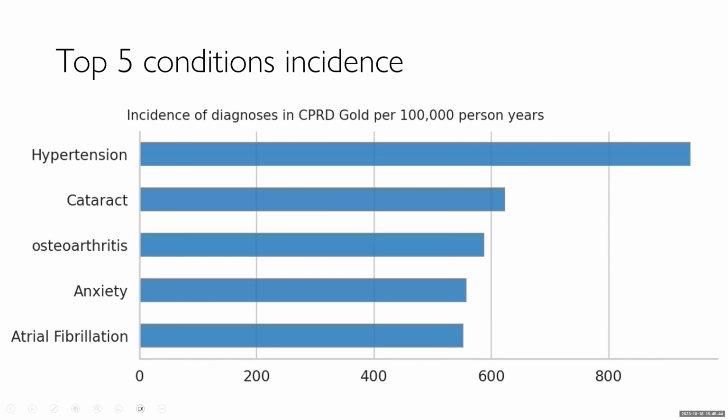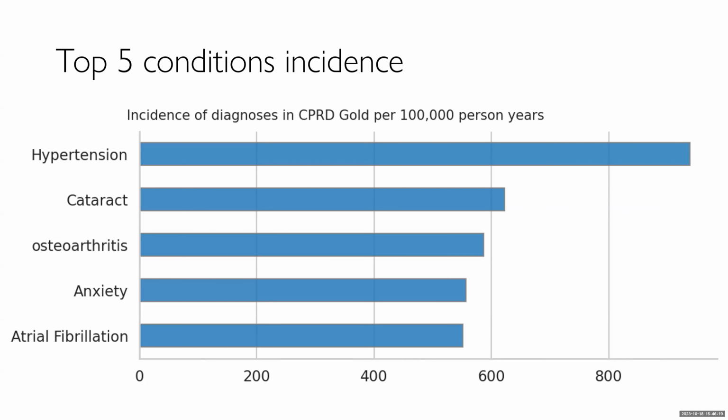So in these results, in the incidence, we've got what might be expected as the most common conditions, the highest incidence being hypertension, cataracts, osteoarthritis, anxiety, atrial fibrillation, and up to 0.8% of the population being diagnosed each year with hypertension, which is unsurprising because there's so much case finding effort that goes into looking for those conditions. But that's obviously the crude overall population rate.